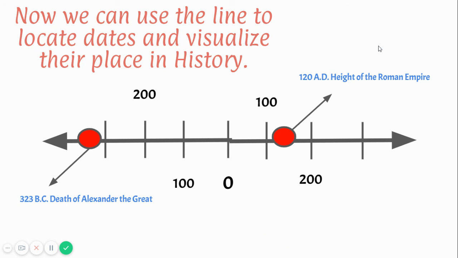Now you can use the timeline to locate dates and visualize their place in history. The first one, 323 BC, the death of Alexander the Great. 323 BC means that it happened 323 years before the birth of Christ, or before the Common Era. 120 AD, that is the height of the Roman Empire. Now, 120 AD is Anno Domini, after Christ was born, or in the Common Era, CE, 120 years from that imaginary 0.